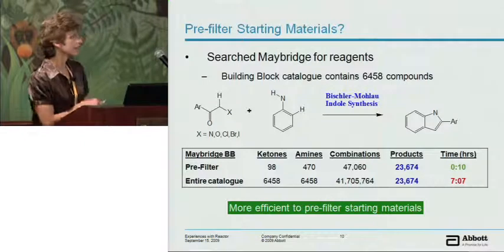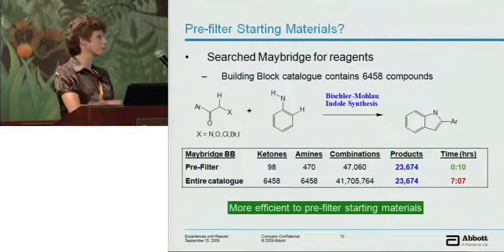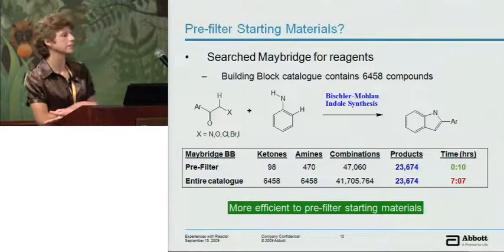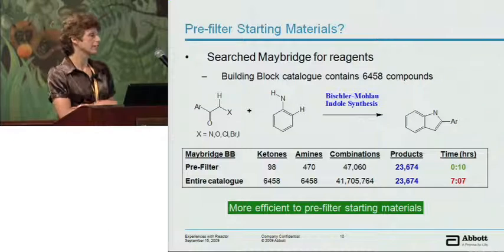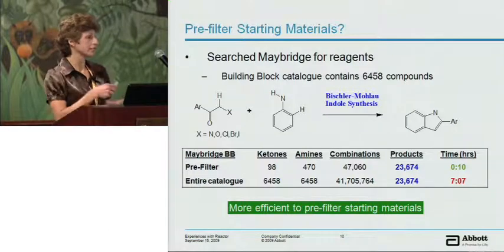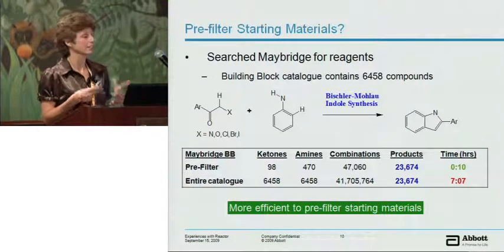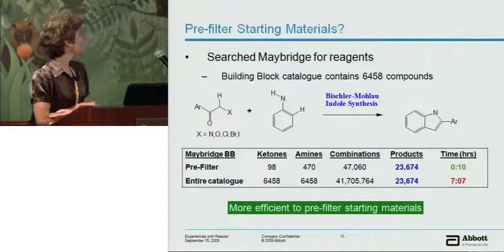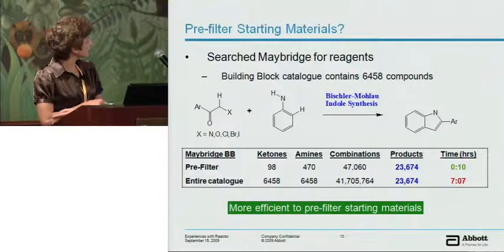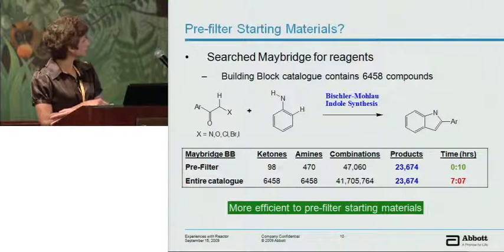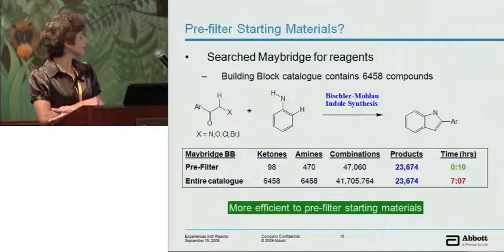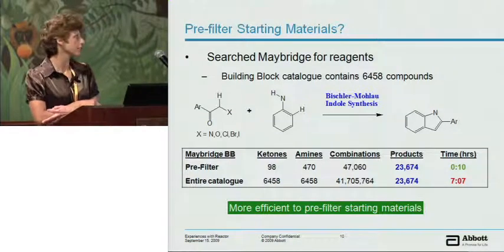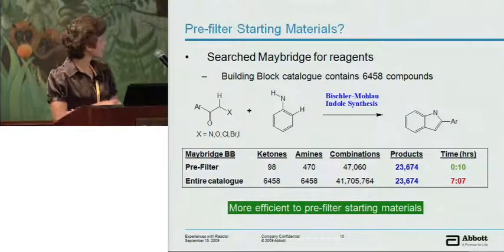So you may ask, if Reactor will go through the job of picking out the appropriate starting materials, is it really necessary to even search for them in advance? Why not just give it an entire catalog and let it do its stuff? Well, I just kind of played around with this a little bit. I tried it both ways. In one case, I started with this Maybridge catalog of building blocks that had almost 6,500 building blocks in it. And I tried doing the reaction both ways.